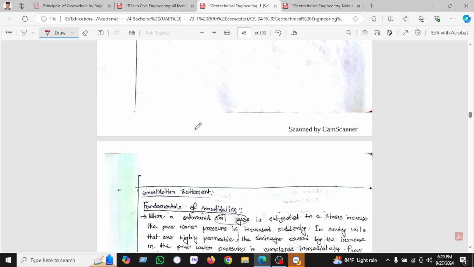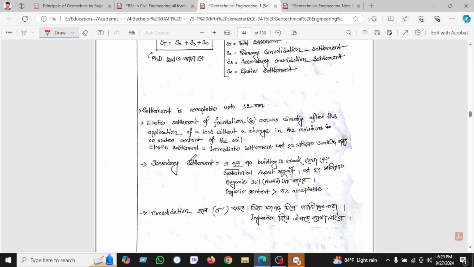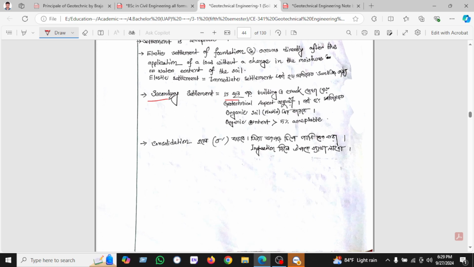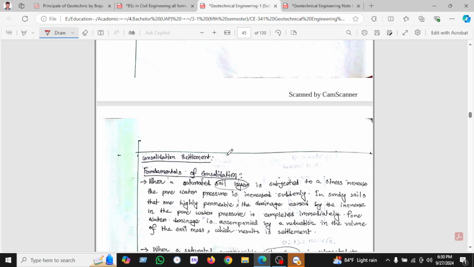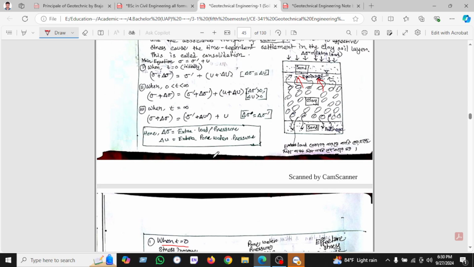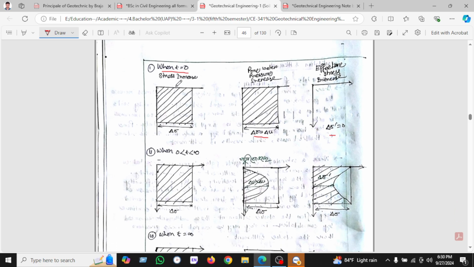Okay, so before I leave, I will sum up the lecture. This lecture is on the compressibility of soil. This is the settlement, and the total settlement we found by 3 types, which are primary consolidation, secondary, and elastic settlement. Then we have seen that when t equal to 0, the stress is increased and the pore water pressure is also the same, but the effective stress is 0.